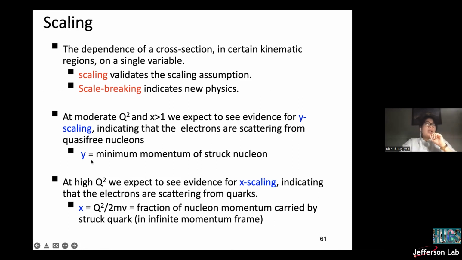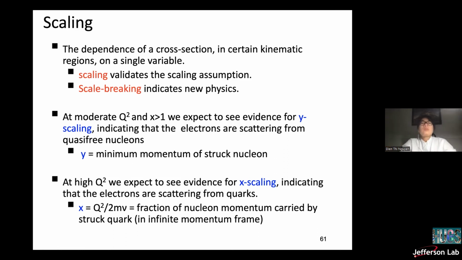So what is the Y here? Y here is the minimum momentum of the struck nucleon, in the parallel direction with the Q vector. That is in terms of the quasi-elastic. Later on, when we go to DIS, we will see a different type of scaling variable, called the X scaling variable, and we will talk about it more when we go to DIS events. For now, we will use the Y scaling to select the quasi-elastic events, and we see if it works.